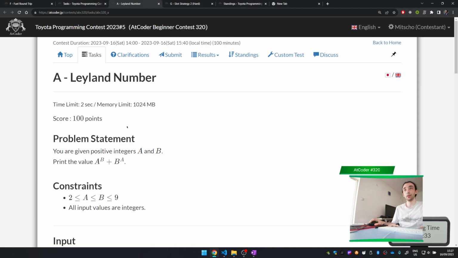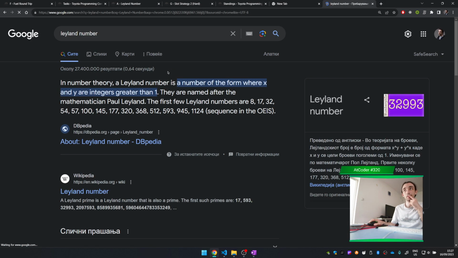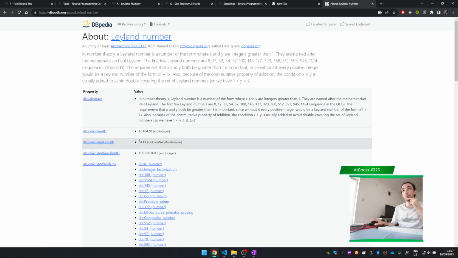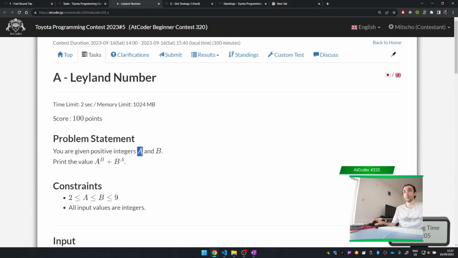So okay, let's start from the Leyland number. You're given two positive integers a and b, and you have to print the value of a to the b power plus b to the a power. Because a and b go up to 9, you can just write a power function or use the built-in power function.